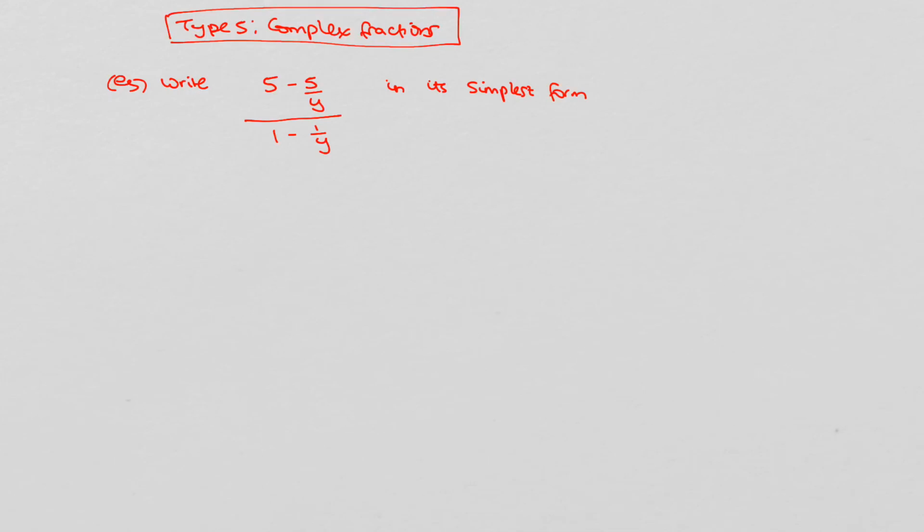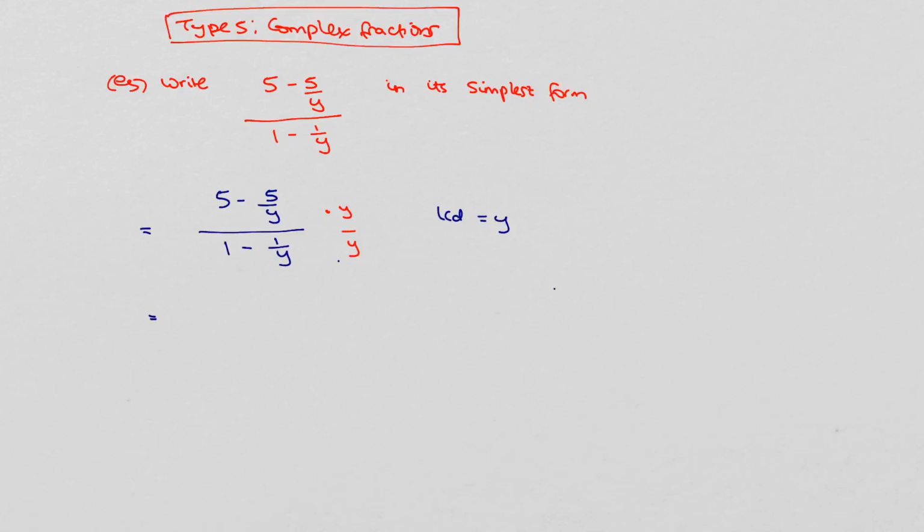So for type 5 complex fractions, what we have is a fraction within a fraction. And the best way to solve these is to multiply the top and the bottom by the lowest common denominator of the denominators. So here we have 5 − 5/y. The lowest common denominator on the top there would be y. But if you look at the bottom fraction, the lowest common denominator is also y. So our lowest common denominator for the top and the bottom is y. So we're going to multiply the top by y and the bottom by y. If I do that, I haven't changed the value of the fraction.